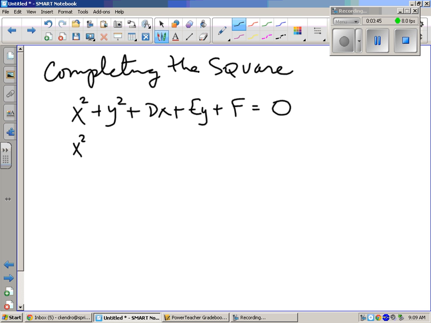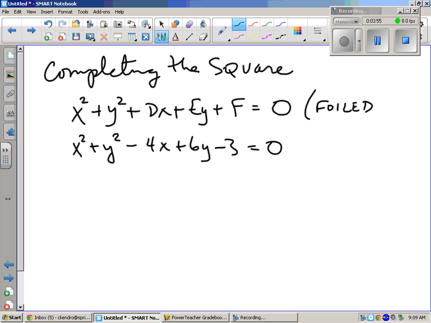So let's say we had x squared plus y squared minus 4x plus 6y minus 3. Okay, I'm going to put up here FOILed out form. And I think they call that general form. There's standard form and general form. I think this is general. All right, so what we're going to do is we are going to work our way backwards to try to get it into the parentheses form.